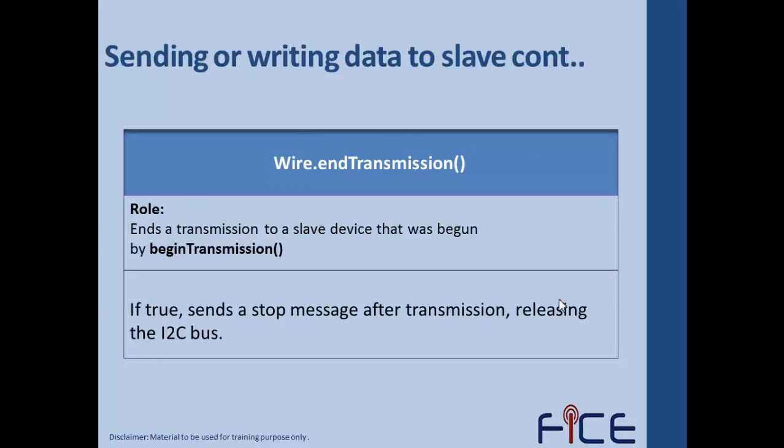Once after selecting the slave address and the transmission has been done, we can end the transmission by using the function called Wire.endTransmission. If this function is true, it sends a stop message after transmission and releases the I2C bus. So these are some API functions which we can use to write a program for I2C based sensors to get the information from those sensors.